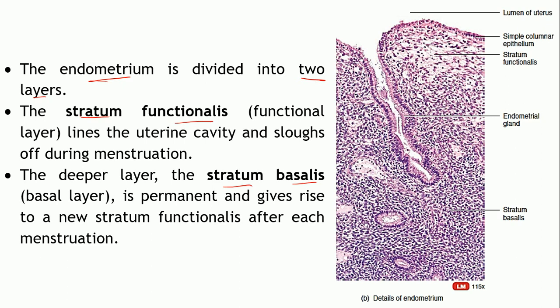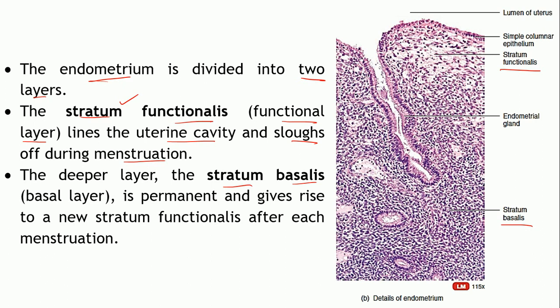The stratum functionalis, also known as the functional layer, lines the uterine cavity and it sloughs off during menstruation. Remember I told you that a layer of the endometrium sloughs off, right? It is this layer, stratum functionalis. So the endometrium is divided into 2 layers. The one present towards the lumen of the uterus, the innermost layer, is the stratum functionalis, and the one which is attached to the myometrium is known as the stratum basalis.